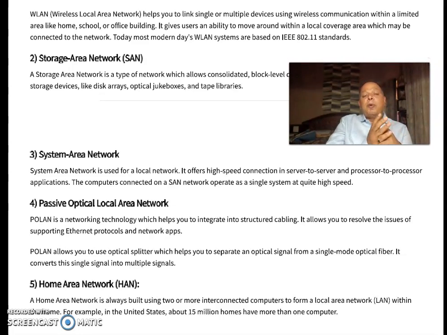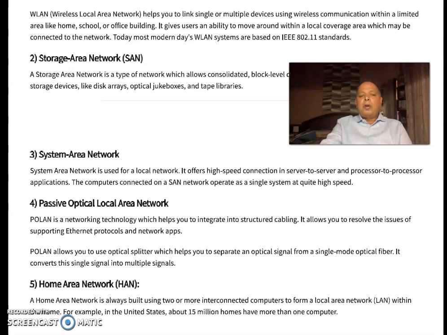Another example of a type of computer network is system area network. The system area network offers high-speed connection between servers to servers and processor to processor applications. There are certain applications like, say, weather forecasting. In this kind of application, you require very high-speed connectivity because the basic application is divided into sub-applications and sub-threads, and then the threads are executed on different processors, and the results are compiled together so that they can be analyzed for the purpose of prediction and other usage. So in such applications, you require very high speed connection between servers and servers or processors and processors. So here the system area networks are being used.